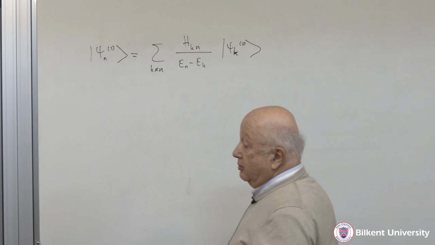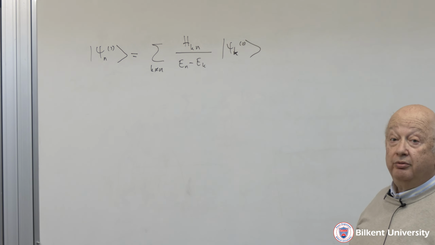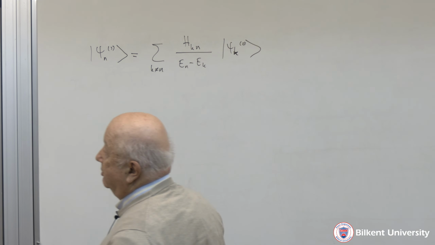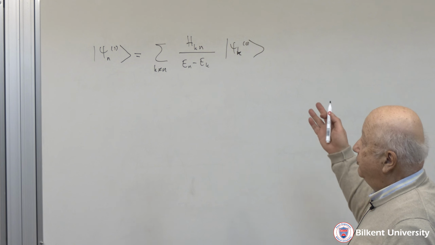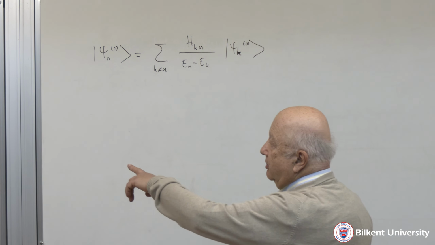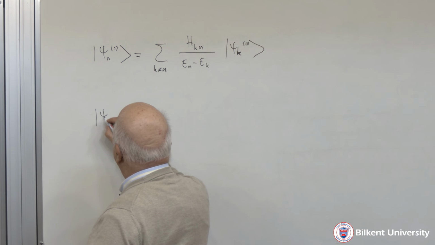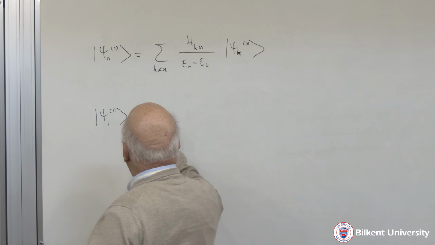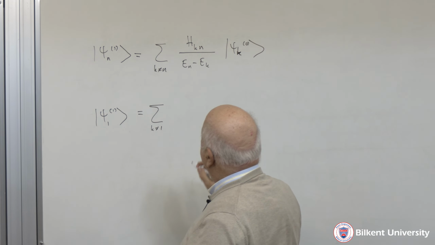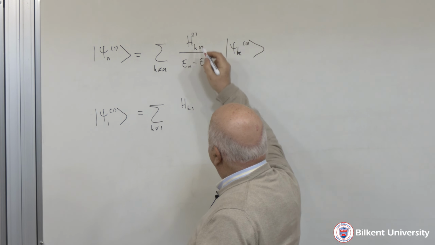So what is the correction to the wave function which comes due to this H1? I have to just find the expansion. So let me look at the ground state. Let me look at what psi 1, 1 is. So that's going to be a sum over k not equal to 1 of H_k1 of the first order Hamiltonian.